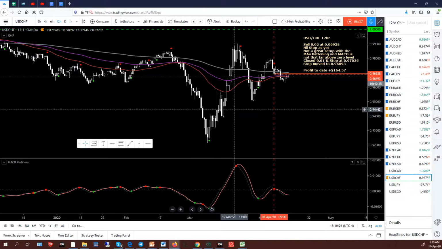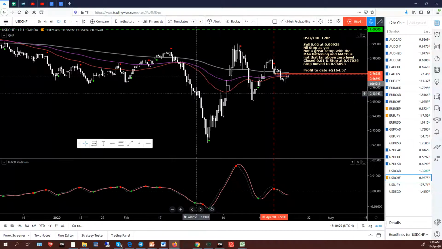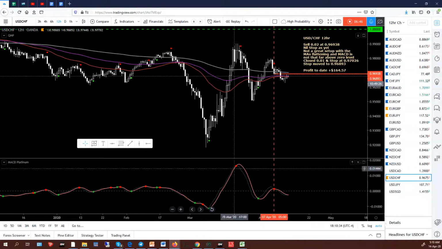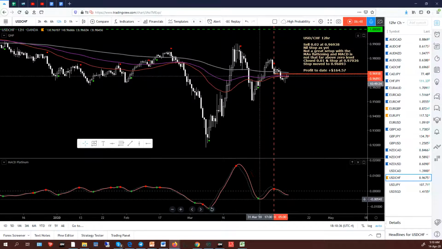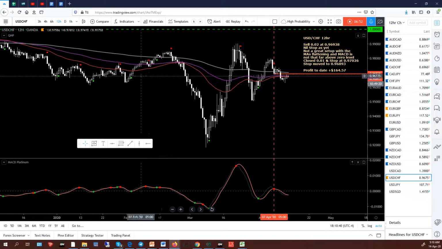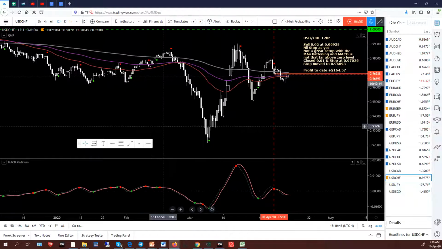I can probably give you a quick rundown on the QMP filter, which is these red and green dots on the price chart. All they are is a combination of the MACD Platinum cross, which is these red and green dots, and the QQE Advance, which is not on the chart. I can probably throw it up there for you. QQE Advance, here we go.